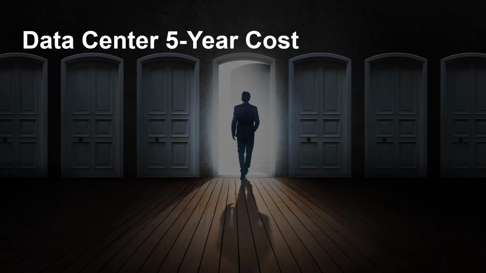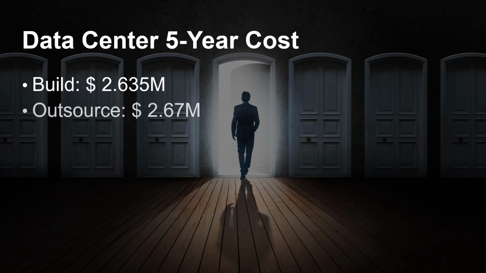Now that you're an expert in opportunity cost, we can turn our sights back to our data center example. Remember that one? It had a lot of different opportunity costs we did not take into account. As a refresher, after 5 years, the cost to build the data center was $2.635 million. That is compared to the outsourced option at $2.67 million, and so the decision was to build the data center because of the project's 5-year cost difference of $35,000.